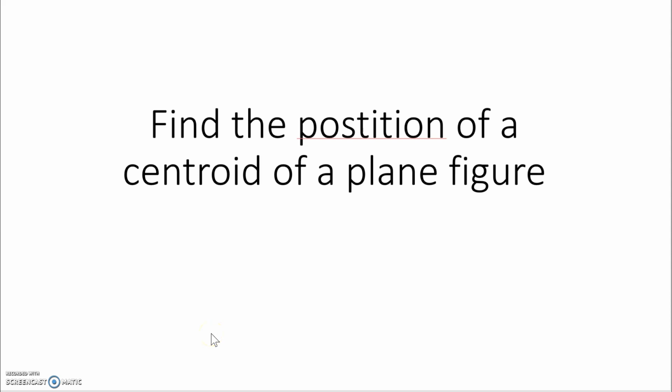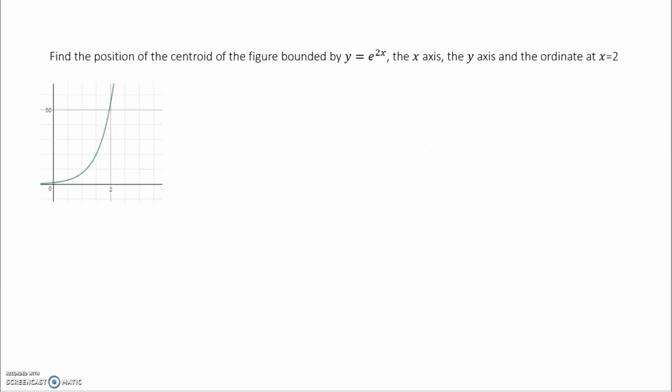And the question would ask you to find the position, spelled correctly, of a centroid of a plane figure. And to do that, you would use integration. Now, the formula will be given to you.